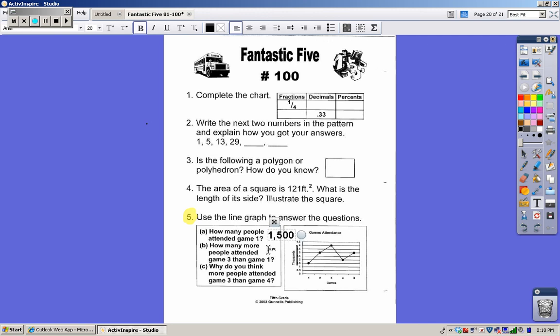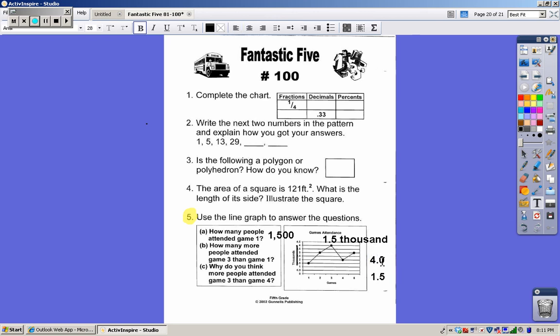And how many more people attended game 3? Or you could write that also, you could write number 1 as 1.5 thousand. Either way, that works best for you. How many more people attended game 3 than game 1? Game 3, 4,000 people attended, and game 1 only 1.5. So if we think about these both as wholes, we could think about this as 4.0 thousand.